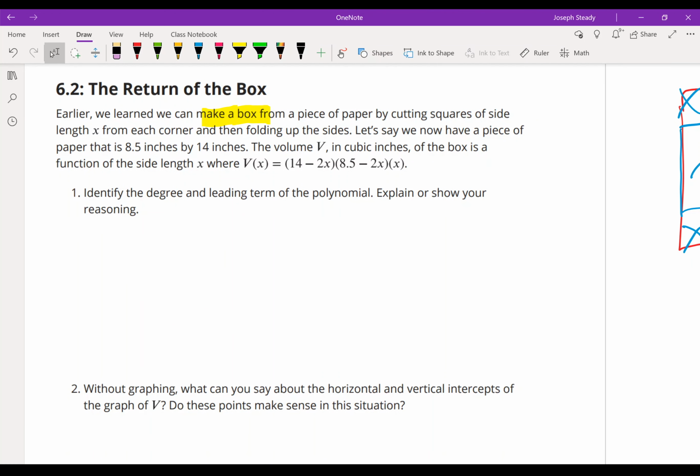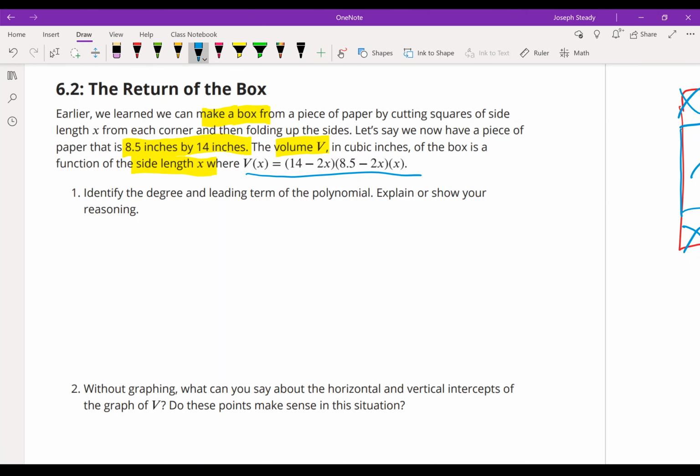Now in this specific problem, we're given some information. First, we are told that the paper we start with is 8.5 inches by 14 inches in size. And they're nice enough to give us an equation, or a function, that tells us the volume of our box if the squares that we are cutting out of each side have side length x. That equation is right here. That's the big thing we're going to have to focus on, because that's what they're going to be asking us all of the questions about.